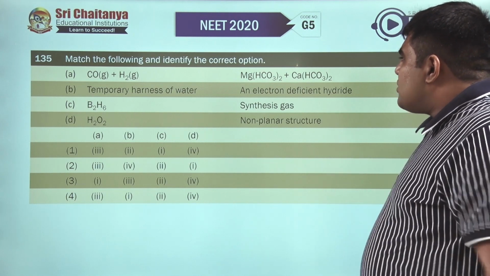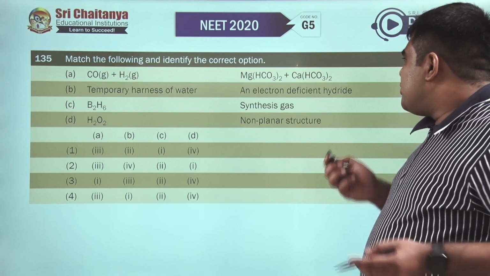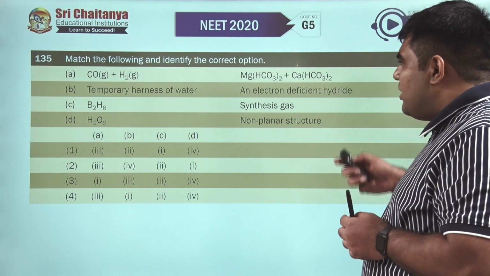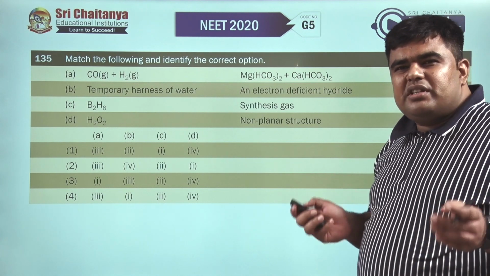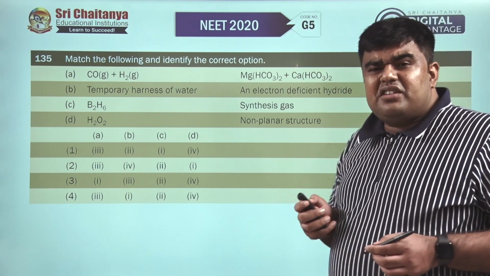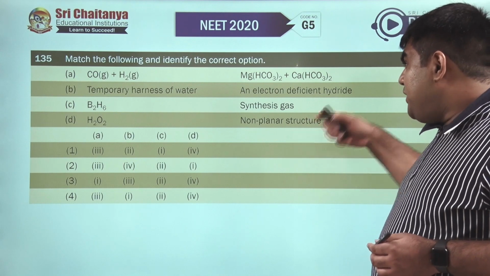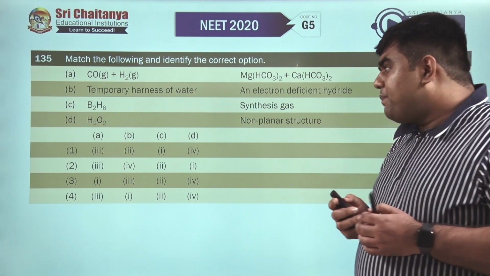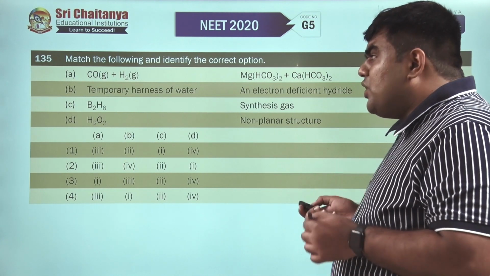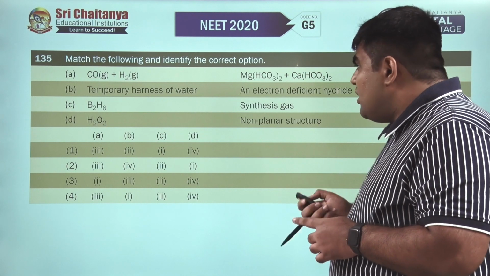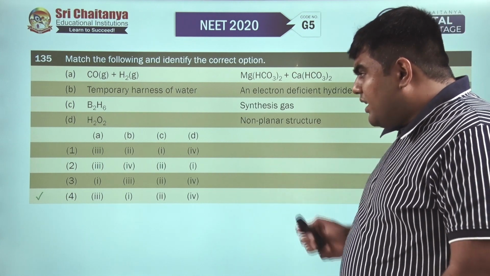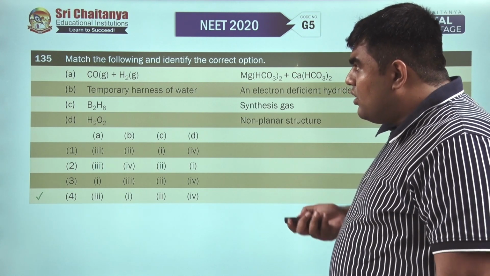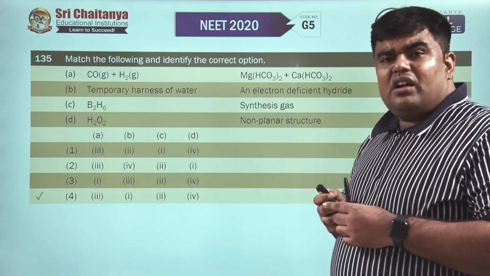Now temporary hardness of water is due to magnesium hydrogen carbonate and calcium hydrogen carbonate. So for B, it is the first option. B2H6, we all know that B2H6 is nothing but an electron deficient hydride. So for B2H6, it is the second option. H2O2 has a non-planar structure. So for D, it is the fourth option. Now only one is satisfying, that is the fourth option. For 135, we'll go ahead with the fourth option.